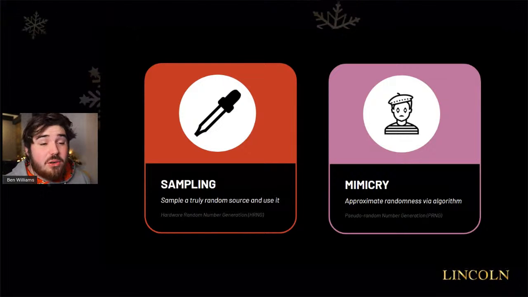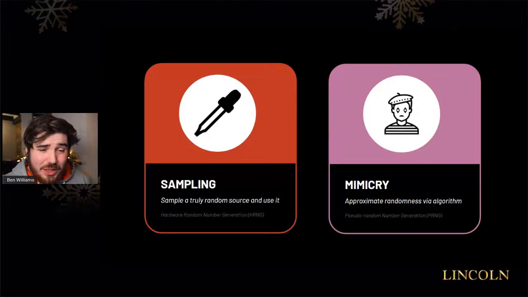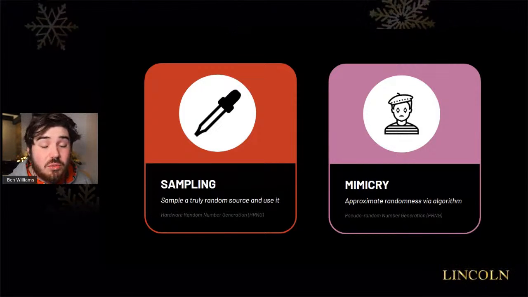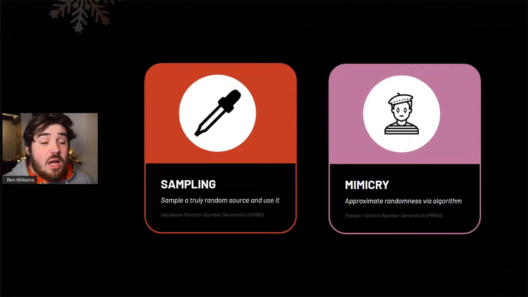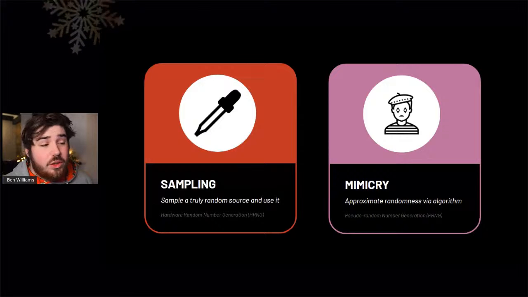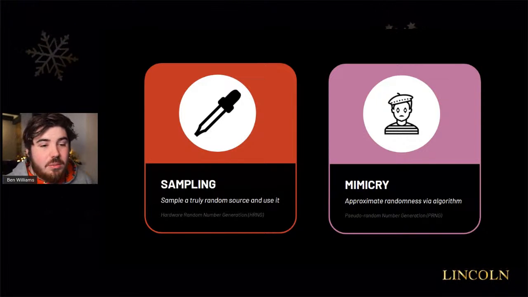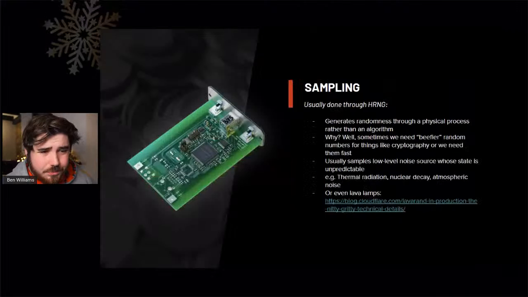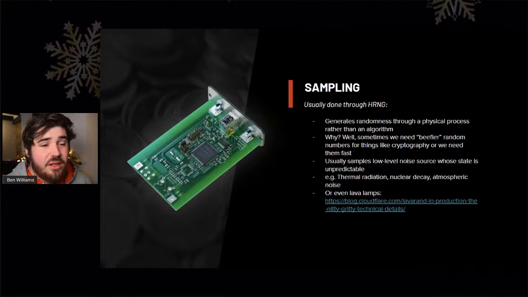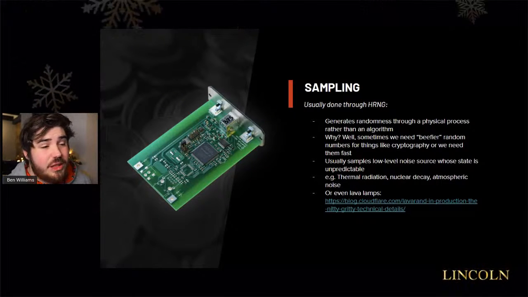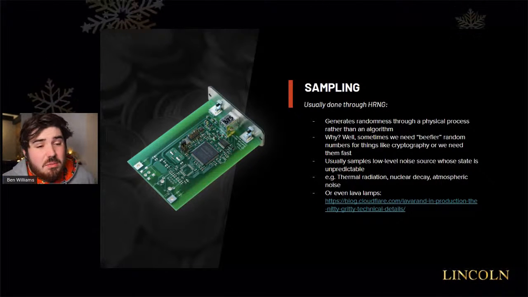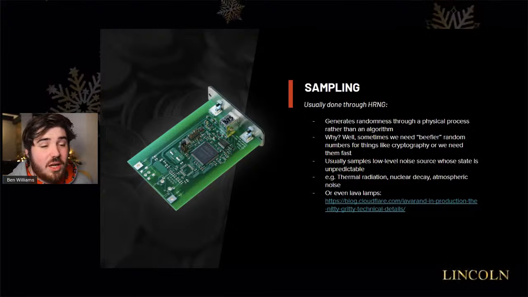The other way is mimicry, right? So we can approximate randomness via some algorithms, and this is where we get into pseudo random number generation. So yeah, there's two ways to this. We either sample something, or the other way, we just approximate randomness through some kind of algorithm. So the first way, sampling, is probably the easiest to understand. So you have something like this on the left, which is just a card that samples something which is random, and it generates randomness through some kind of physical process.